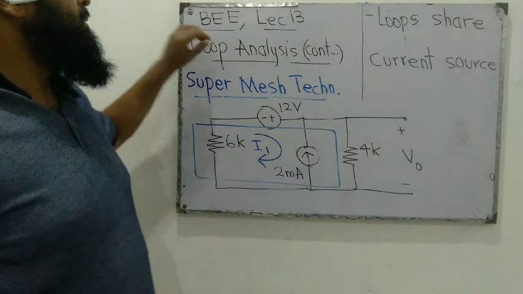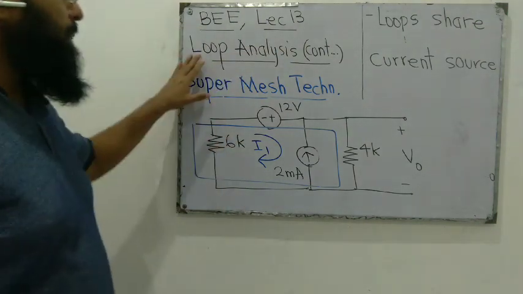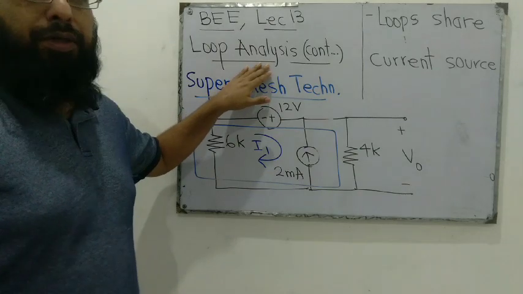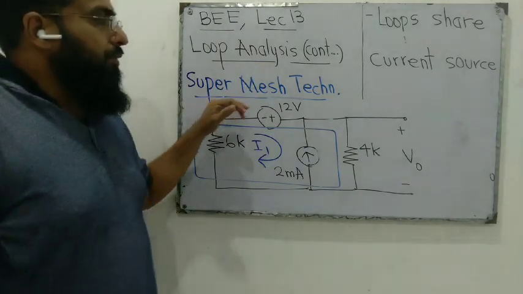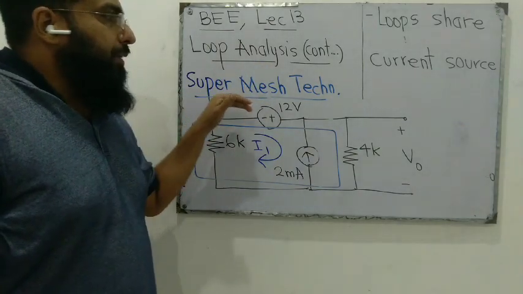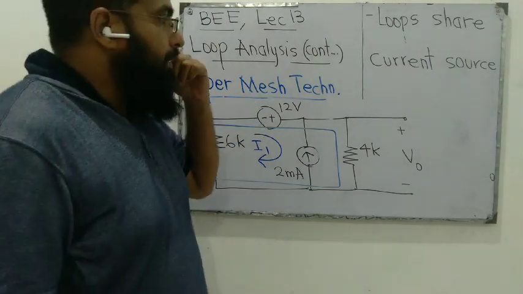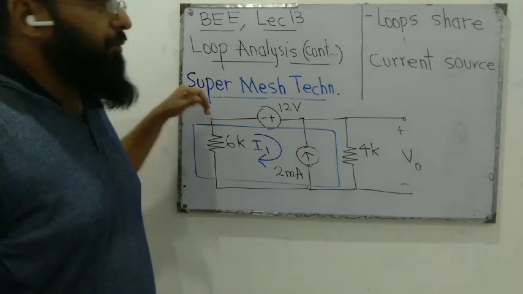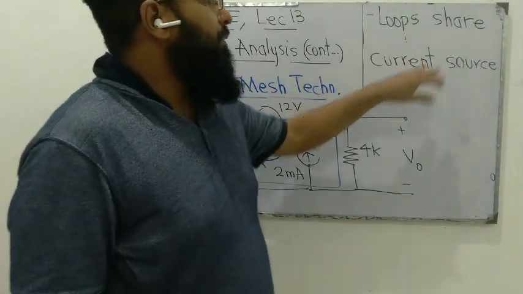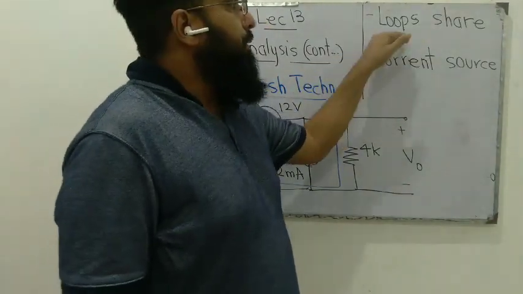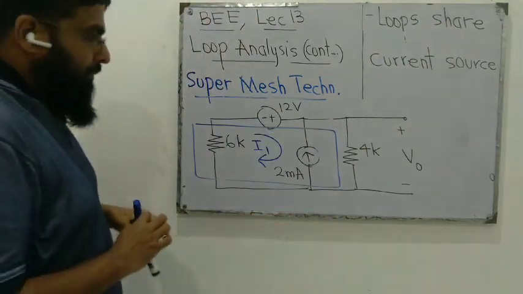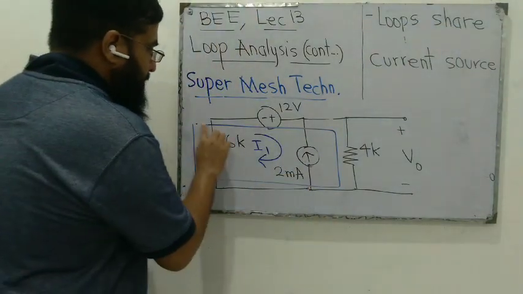Welcome to lecture 13. We are studying basic electrical engineering. We are studying loop analysis, and today we will solve a problem where we have to apply the super mesh technique. It's a technique that we need to use when we have a current source shared between two loops. The condition is this.